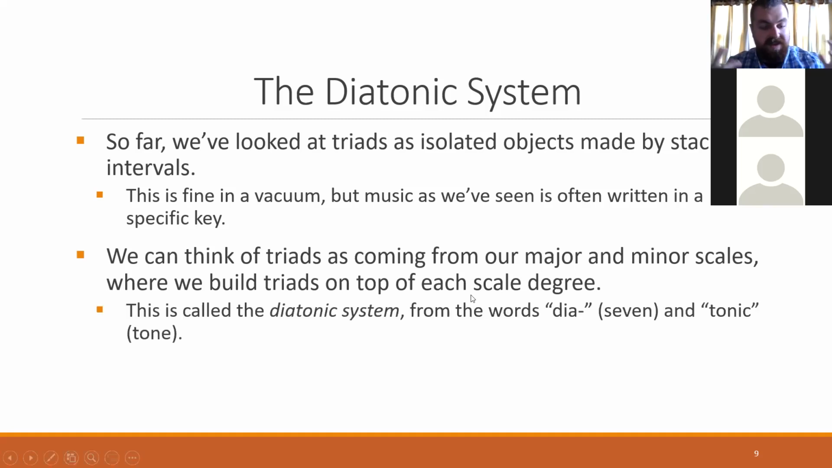So this is called the diatonic system, from the words dia meaning 7 and tonic meaning tone. You'll hear the word diatonic a lot, especially if you're a music major or music minor and continue on. Diatonic music is the majority of any Western system. We have 7 notes in our scale, diatonic system.